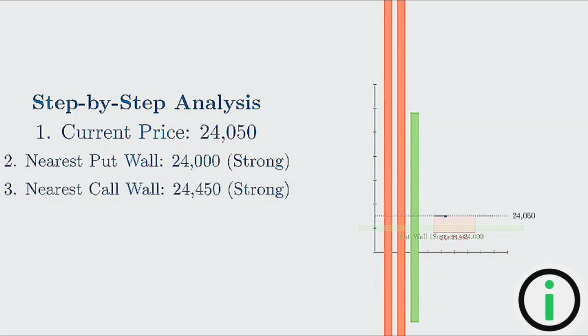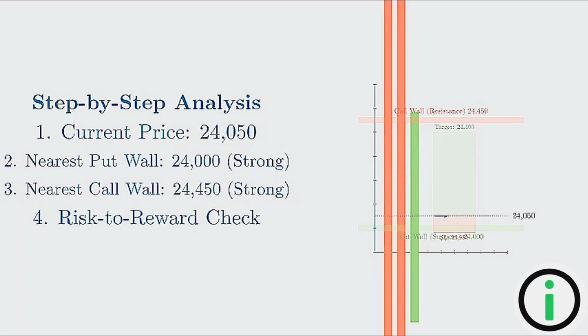Meanwhile, our upside target is the 24,450 call wall. This gives us a massive potential reward of 400 points, compared to a very small risk of about 70 points. This is what we call a high probability trade setup, fueled by OI data. We aren't just guessing that the price will go up. We are identifying where the floor is and trading away from it toward the next ceiling.